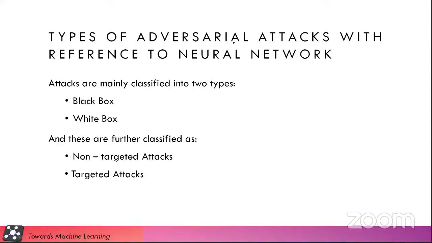So we are done with the adversarial example. Now the next thing is types of adversarial attacks: what malicious applications they have, how they can break the security of your neural network, and how basically they attack your neural network. Attacks are mainly classified into two types. If you are from the cyber security department, you are aware that attacks are basically black box and white box. And further, they are classified into non-targeted attacks and targeted attacks.